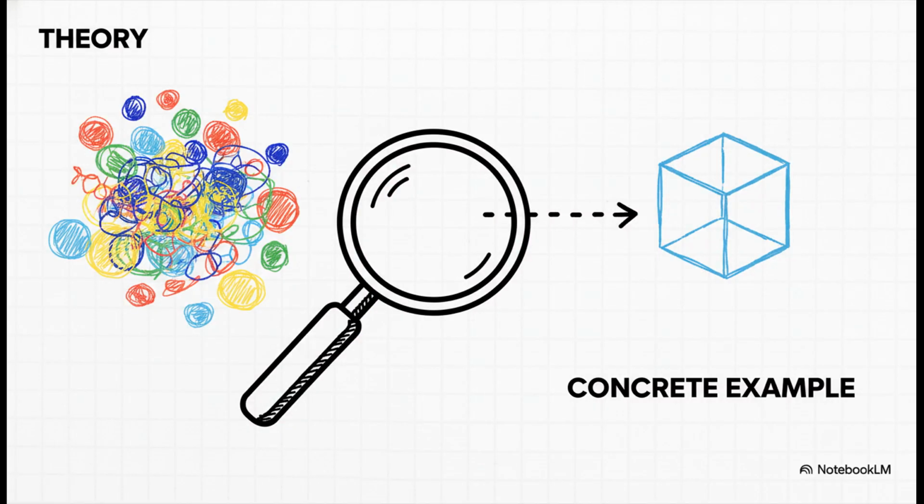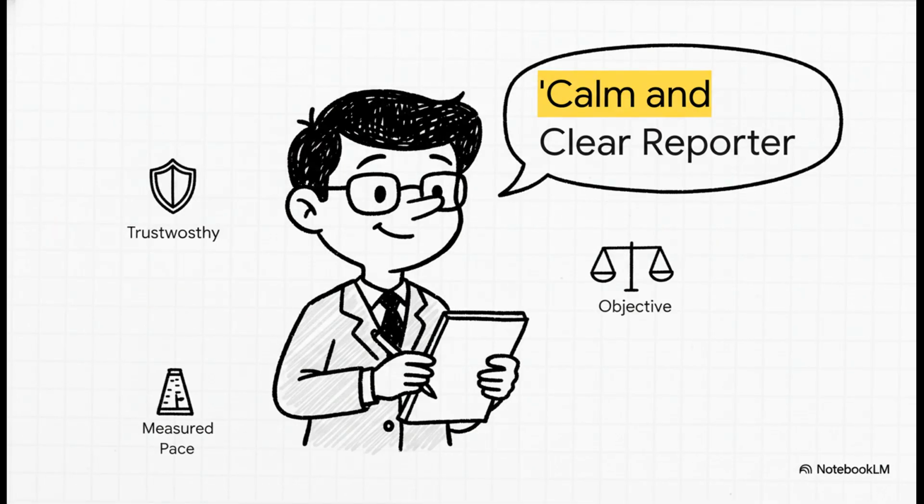All right, that's a lot of talk. Let's make this crystal clear. I'm going to walk you through a super quick example so you can see exactly how this works from start to finish. Okay, let's pretend our Pinocchio is the calm and clear reporter. Just from that name alone, you can already get a feel for the personality, right? It sounds clear, objective, maybe a little measured. It's not flashy or loud, it's just trustworthy.